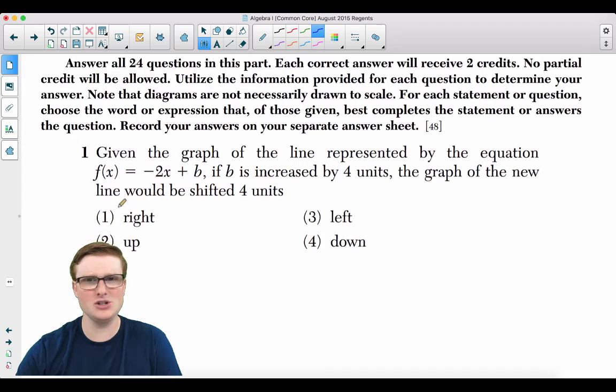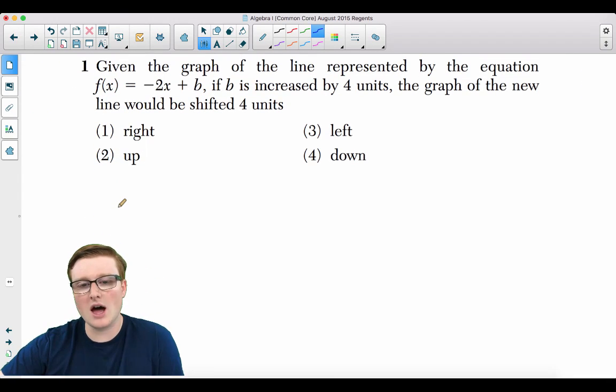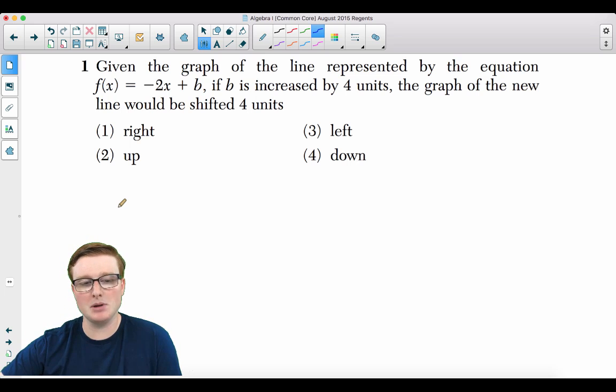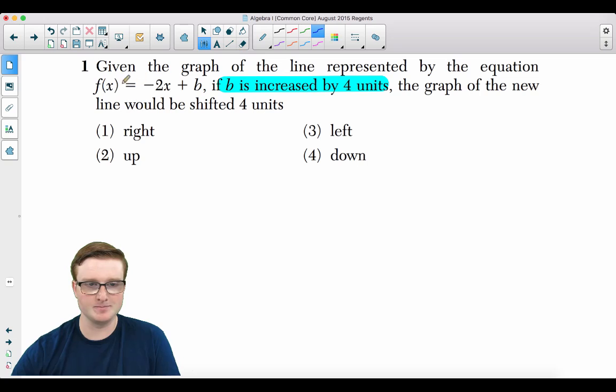All right, without further ado, let's just jump right into this. Number 1: given the graph of the line represented by the equation f of x equals negative 2x plus b, if b is increased by 4 units, the graph of the new line would be shifted 4 units where? So let's talk about this for a second.